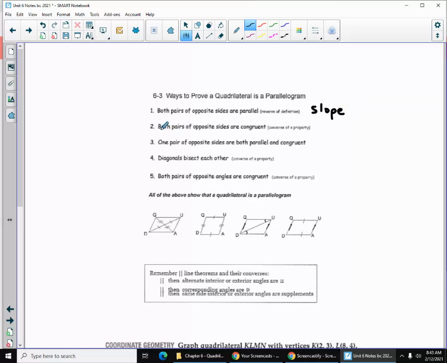The next way to show that it is a parallelogram is that both pairs of opposite sides are congruent. So how do you show that segments are congruent? You will use the distance formula.